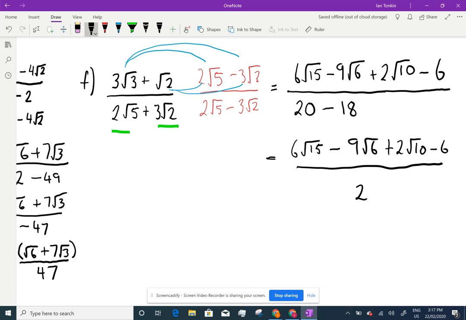Don't try and add any of those terms in the top. None of them are like terms. They are all different terms. You can't add them together and you can't simplify it. That is the answer. Usually we try to write the non-surd out the front, but because it's minus 6, we'll just leave it where it is.